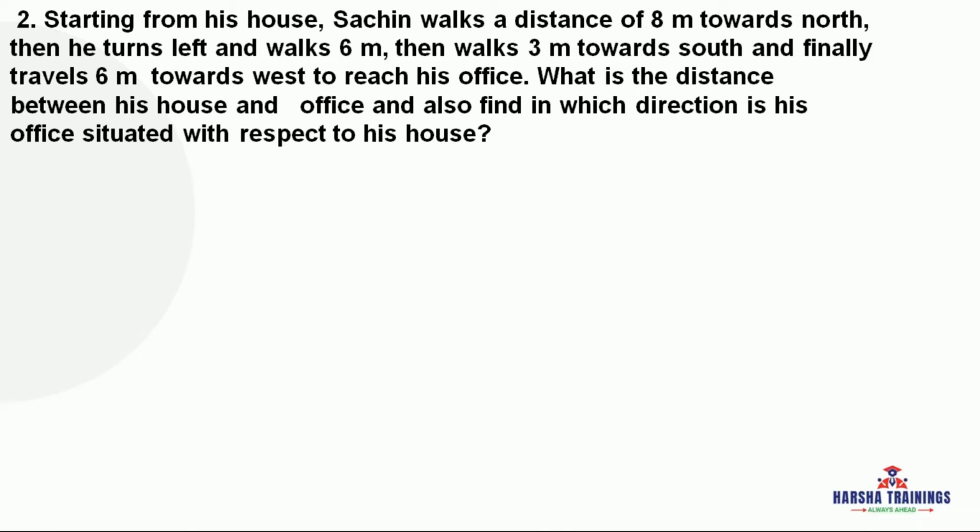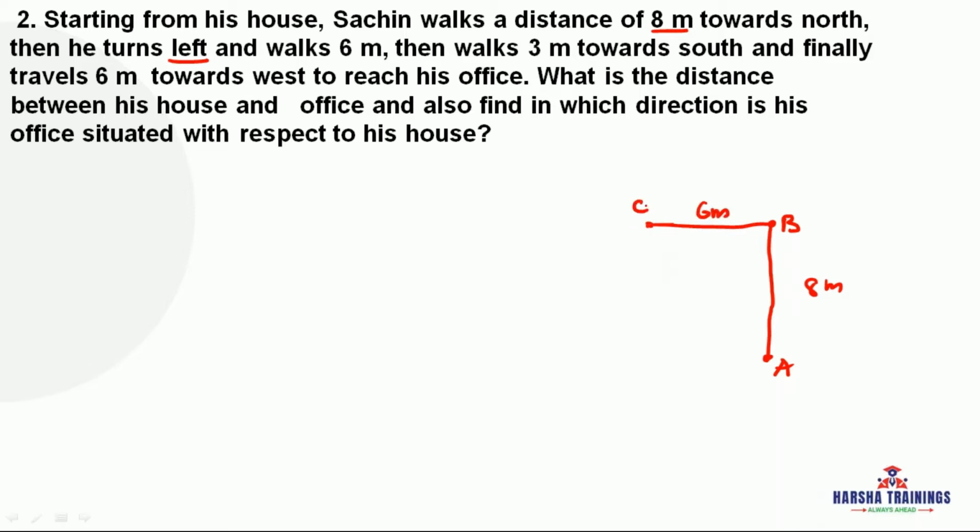Okay, so good problem. First I'm going to the basic method. After that we are going to the shortcut method, guys. Okay, starting from his house, Sachin walked a distance of 8 meters north side. So 8 meters north side. For example, this is a point A and this is a point B. And next, turn left side. Left side means moving west side. Moving how many meters? 6 meters.